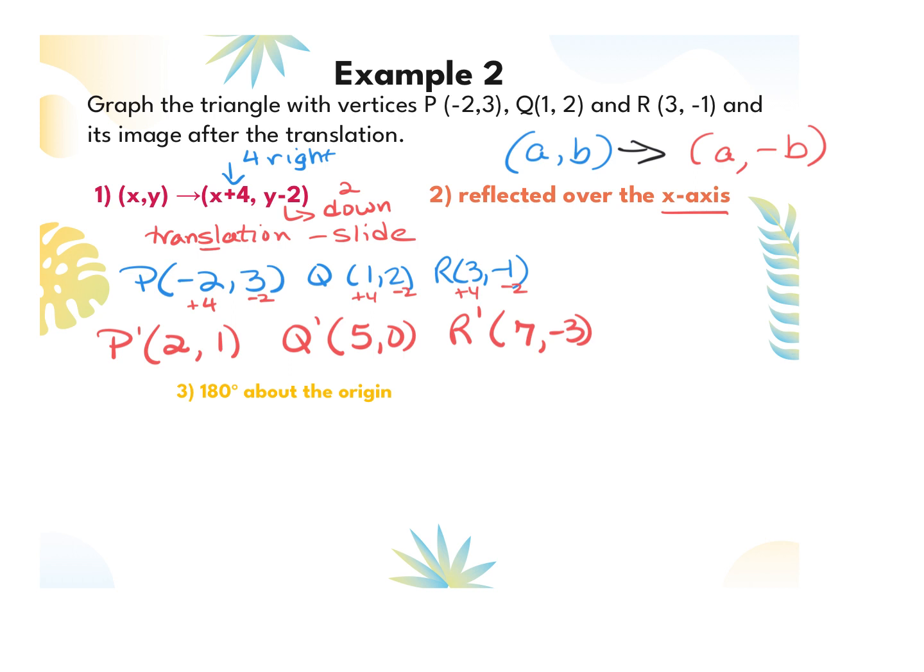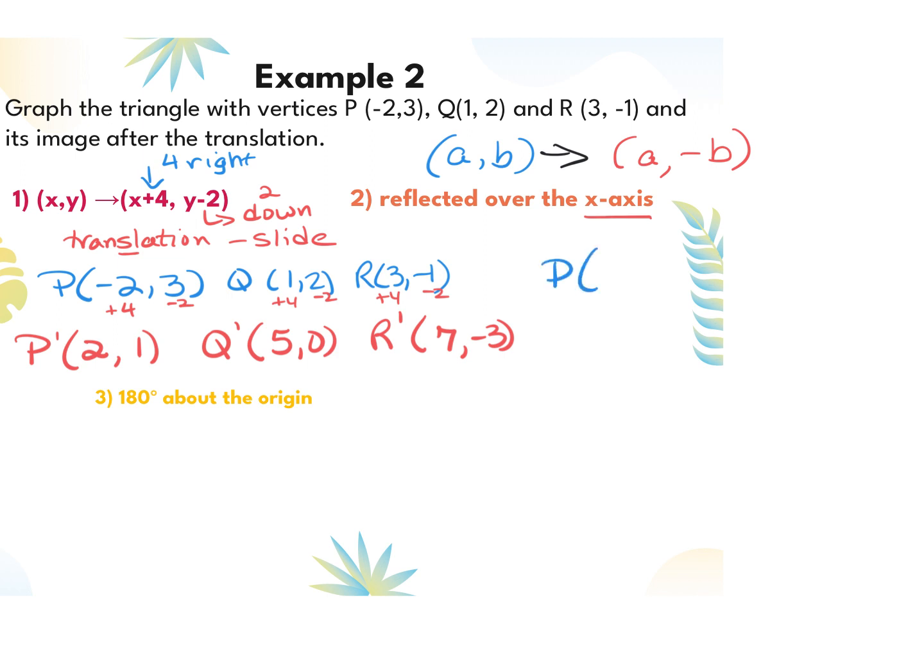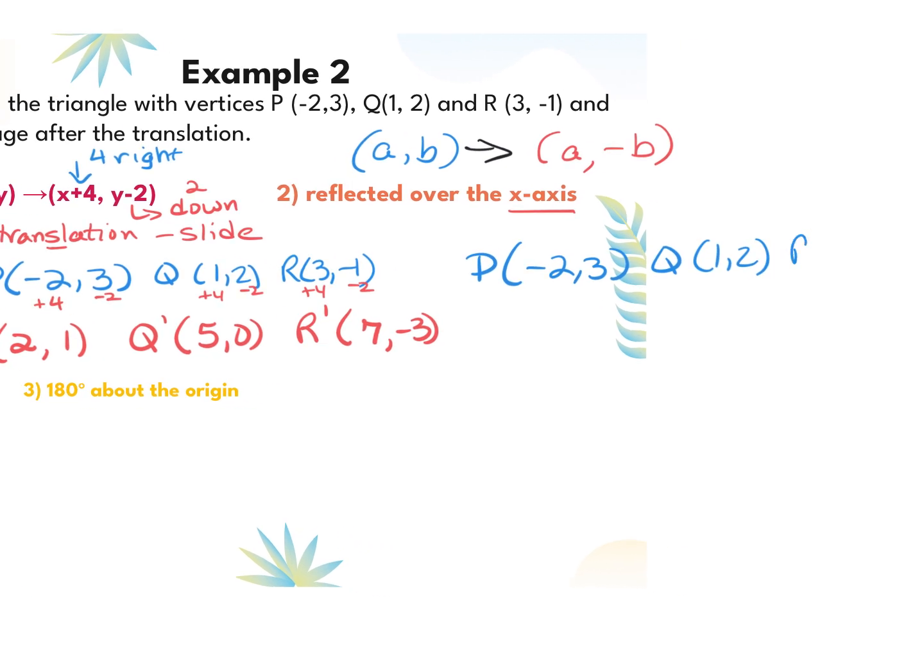So let me go ahead and write down all of the originals. So again, same originals. P is -2, 3. Q is the ordered pair 1, 2. R is the ordered pair 3, -1.